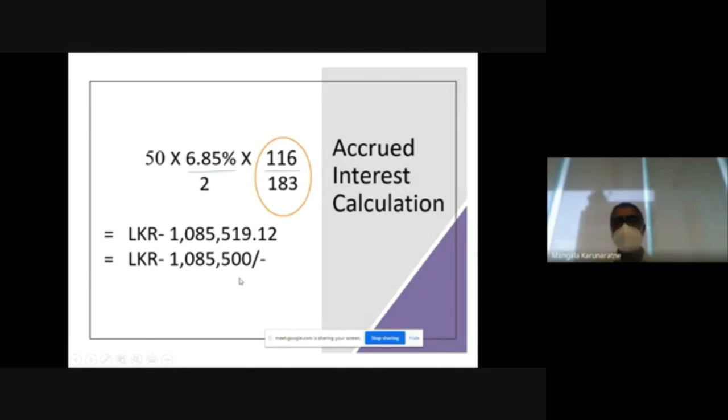All parties should agree, no? Otherwise, one would say, no, accrued interest, I should get 519 cents 12, right? But you are paying me only 1,085,500. There's a 19 rupees and 12 cents difference. Like that, someone can say. Someone would say, since this is 1912, that we have rounded it to the nearest 100. No, it's not like that. It's not that we have rounded up to the nearest 100.